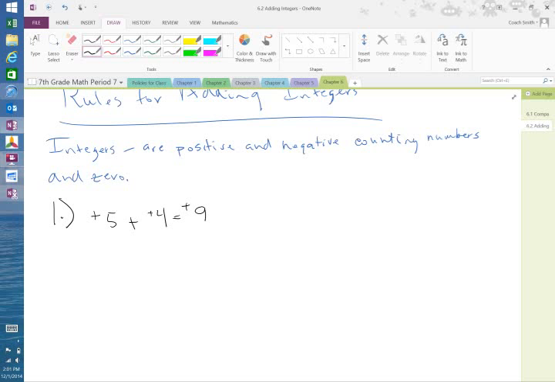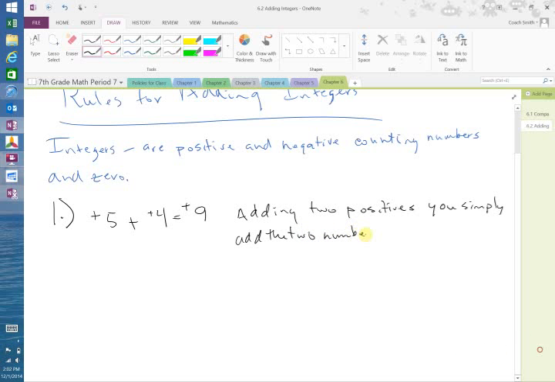Now, when you're adding two positives, you simply add the two numbers together and keep the positive sign. Now, obviously, we don't have to write the positive sign.